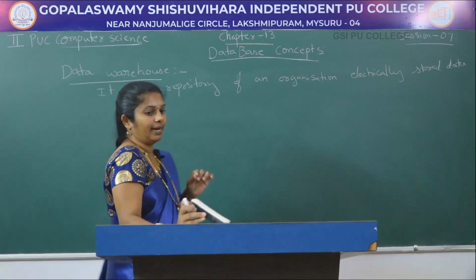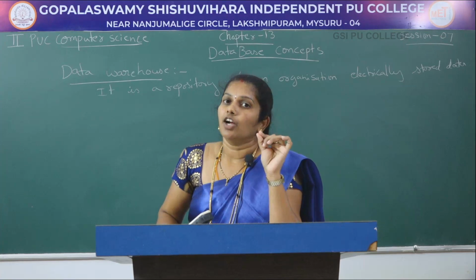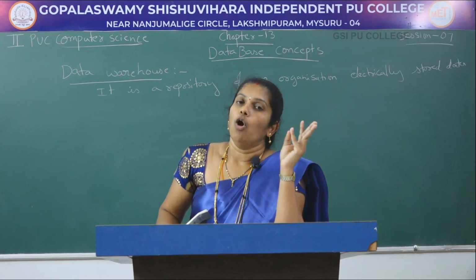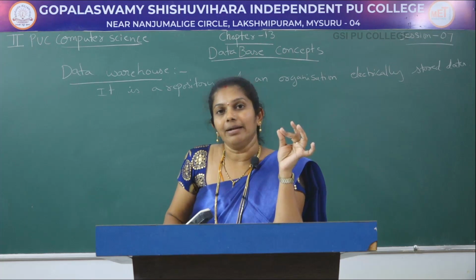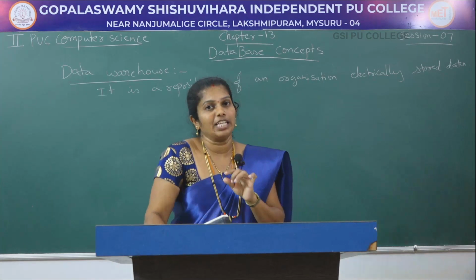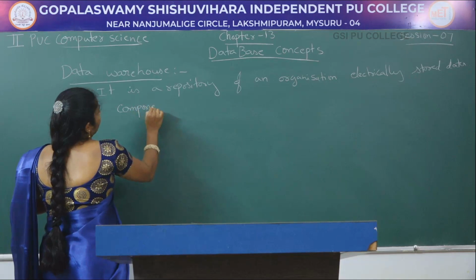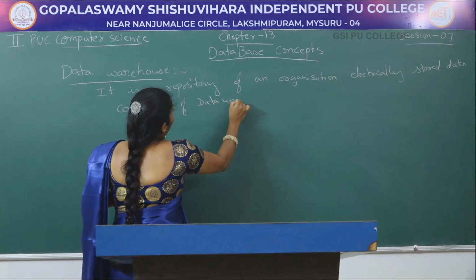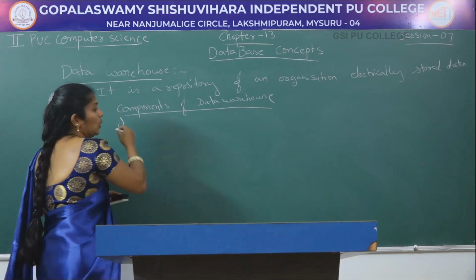Already you came to know what is meant by data warehouse. Under stages, we have offline operational database, offline data warehouse, real time data warehouse, as well as integrated data warehouse. Next, we will explain the components of data warehouse. Which are the components, we will discuss one by one.